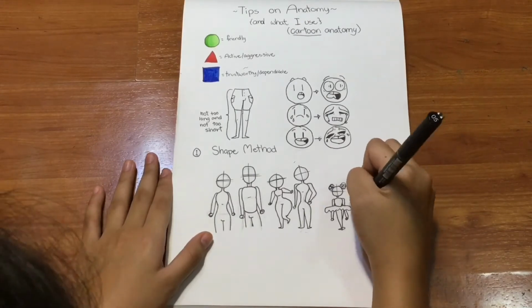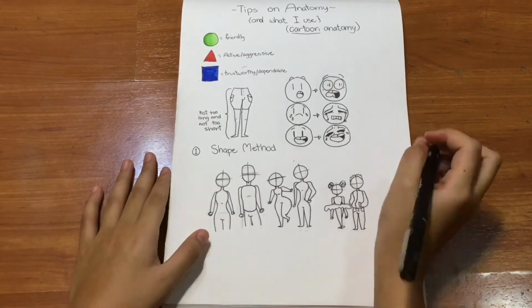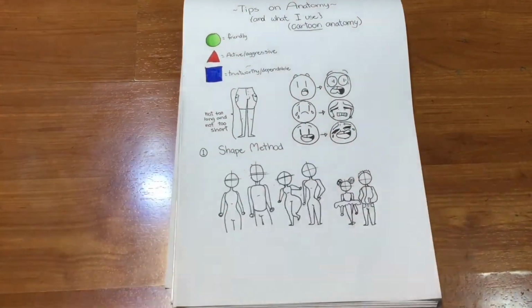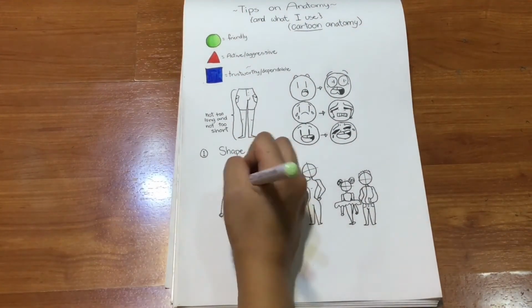So I'm basically drawing out a bunch of characters with different sizes using different shapes, and I'm going to highlight the circles, the triangles, and the squares that I used.